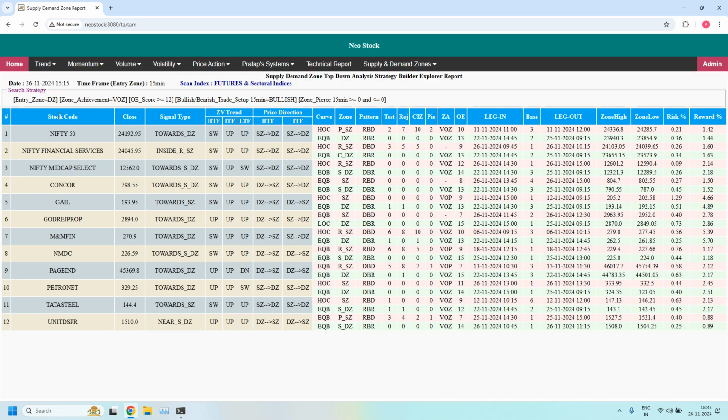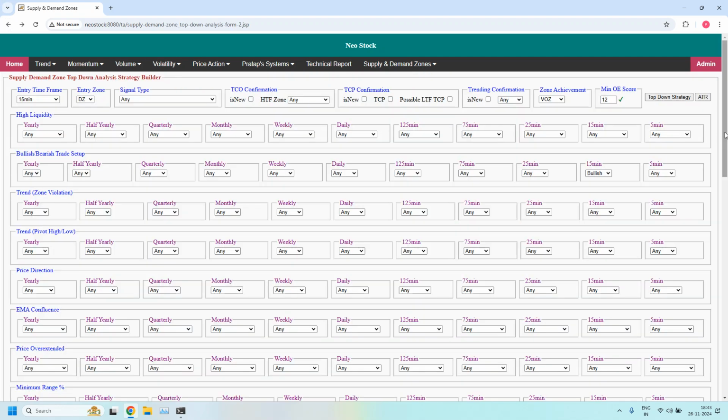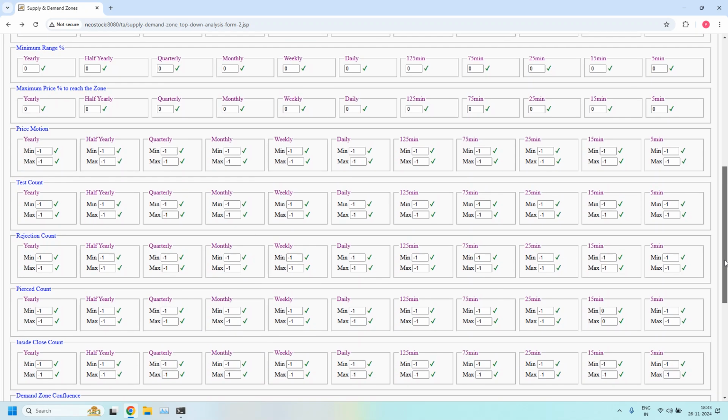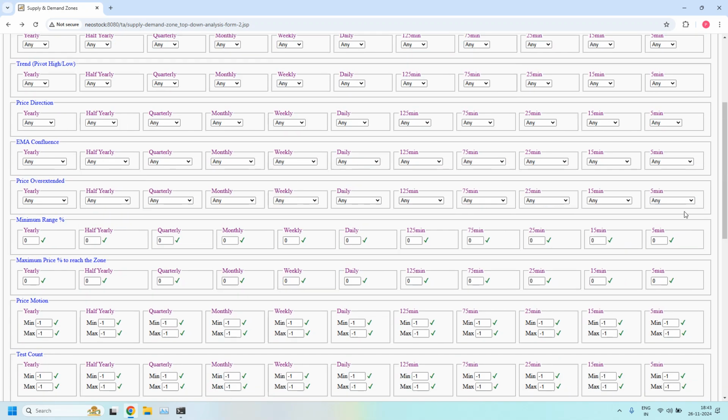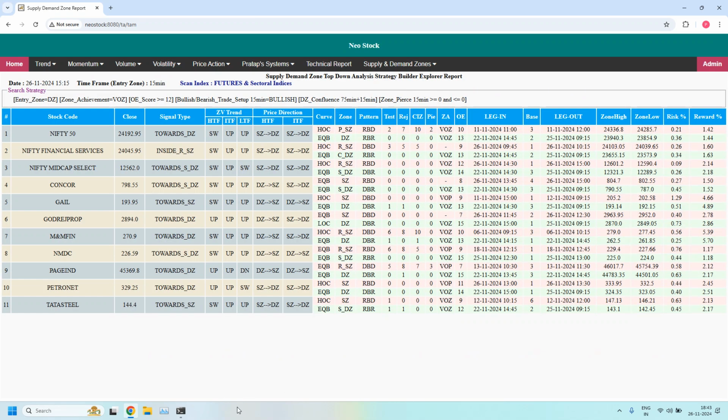First filter, LTF and ITF demand zone confluence. That is 15 minutes demand zone with 75 minutes demand zone confluence. Filter is enabled. With this filter, we got 11 stocks. That means in all these 11 stocks, all these 15 minutes demand zones are part of the 75 minutes demand zone. And the 75 minutes trend, that is ITF trend, is uptrend.